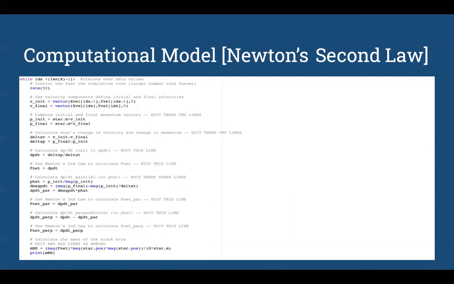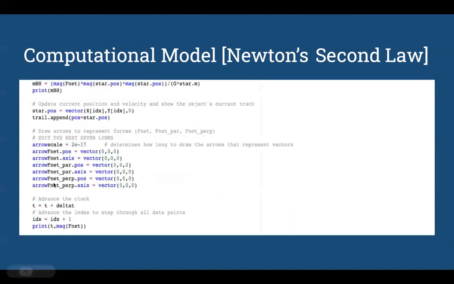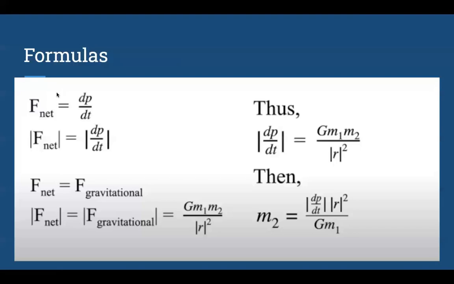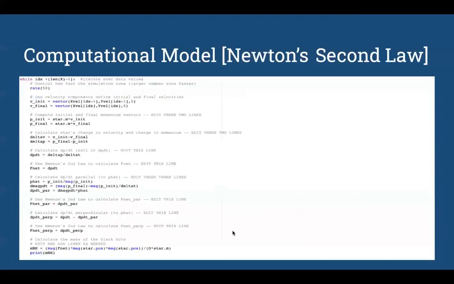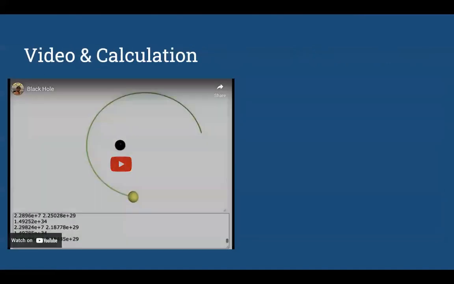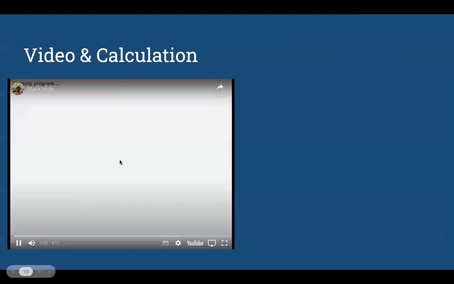But basically it's v final minus v initial, p final minus p initial, the standard formula, then dp/dt, that's F net. So we do that, and then we use a formula given here, and we basically use this to calculate, and we put this into the GlowScript simulation.